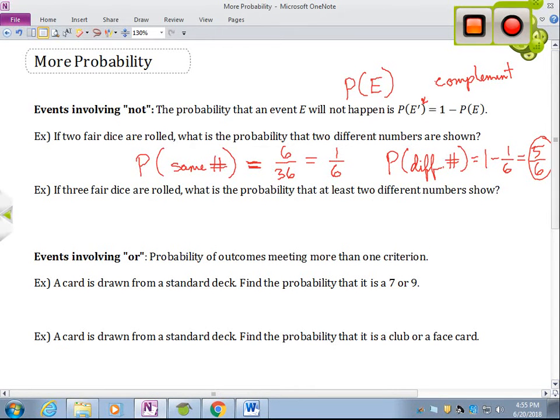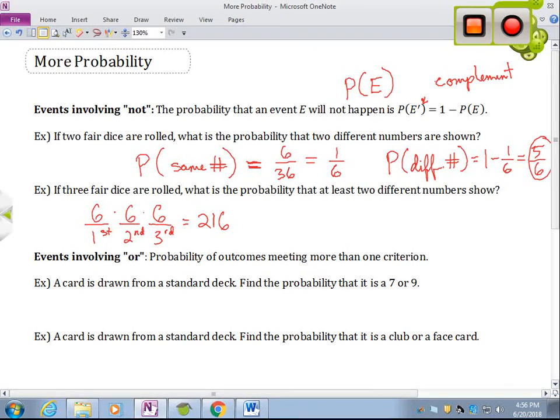So if we look at this next example, now we have 3 dice that are being rolled. And same thing, we want the probability that at least 2 different numbers show. So in other words, we want the probability that we don't have 1-1-1 or 2-2-2 or 3-3-3. So here, I don't want to look at a chart of all of the different outcomes of 3 dice. In fact, I do need to know how many outcomes there are. So let's use the counting principle. So the first die, the second, and then the third. I know that I have 6 possible outcomes for each. So 6, 6, 6. I have 216 different outcomes for those 3 dice being rolled.